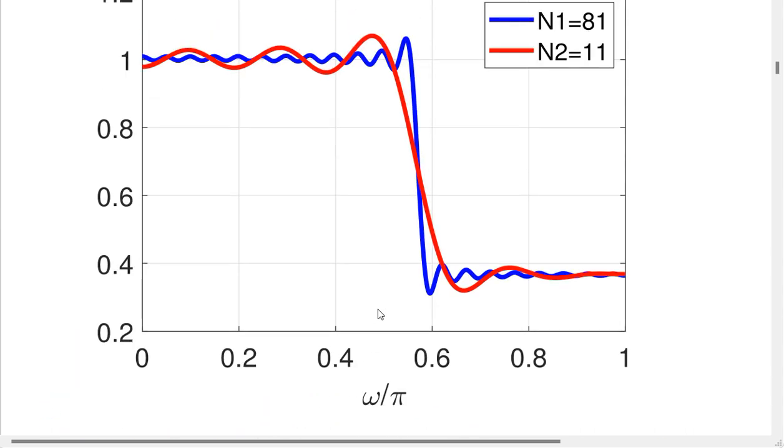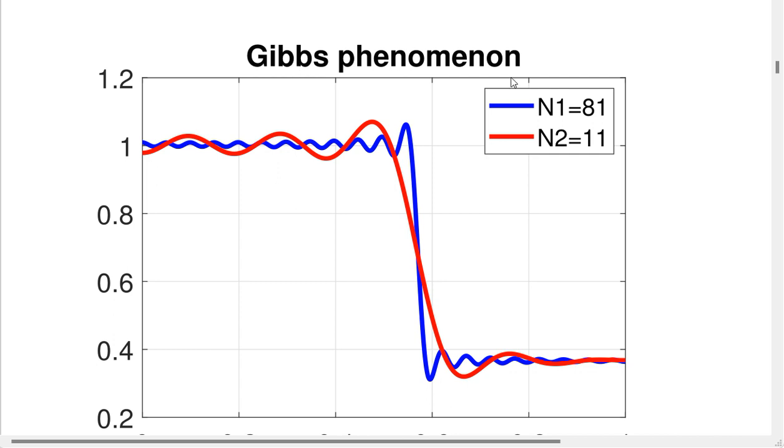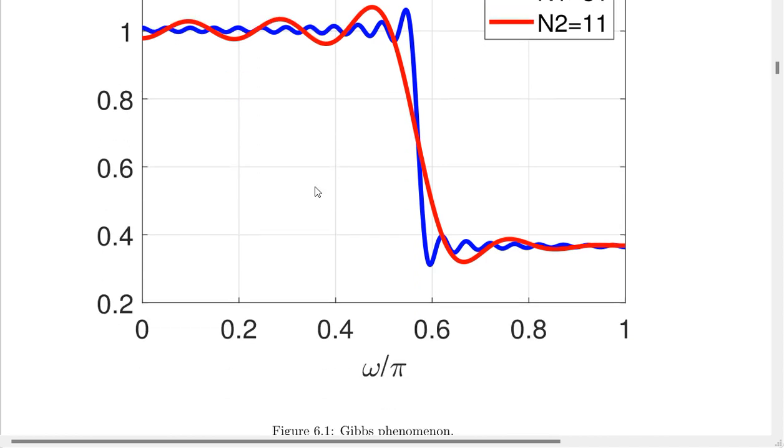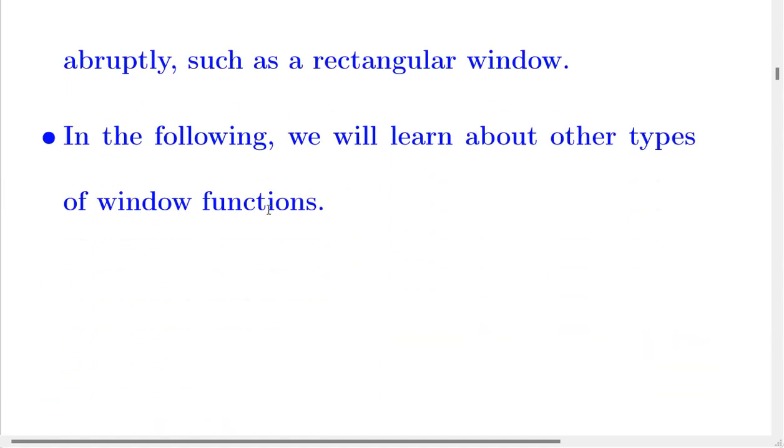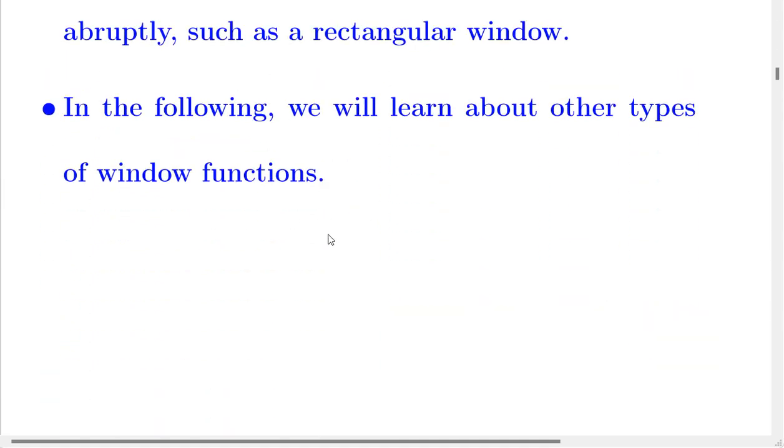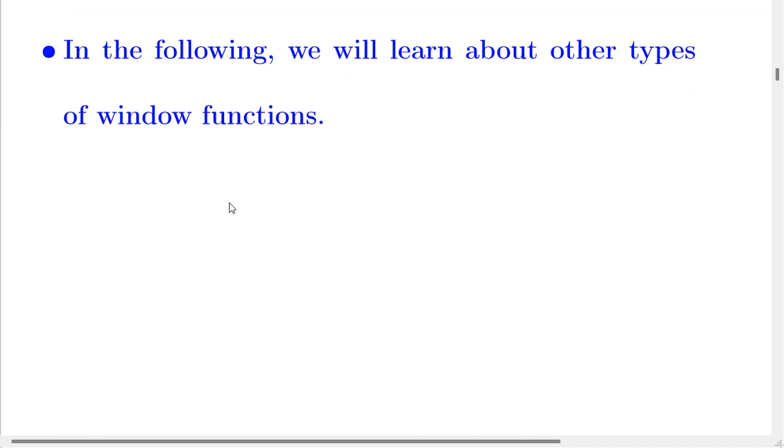Now, going back to the figure. It shows the Gibbs phenomenon. Here you see when the length of the window is equal to 81, the transition region will be sharp, and the red plot indicates the window of size 11. Okay? It has a slow transition, but a sharp transition for the bigger window. Okay. In the following, we will learn about other types of window function.